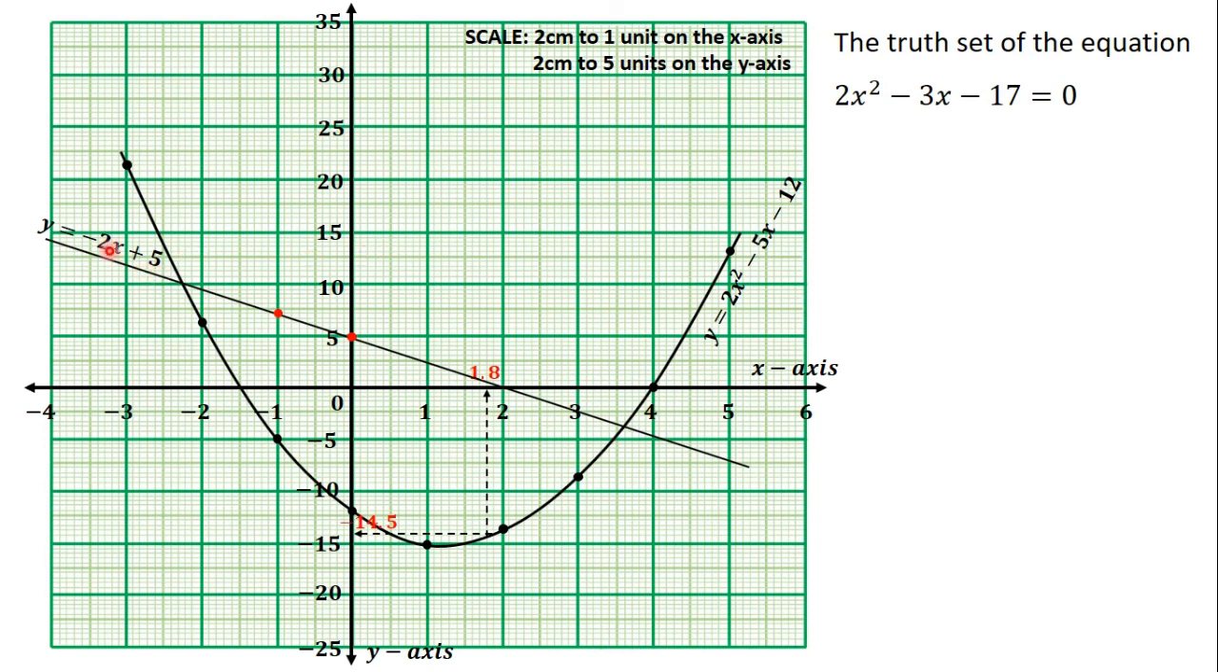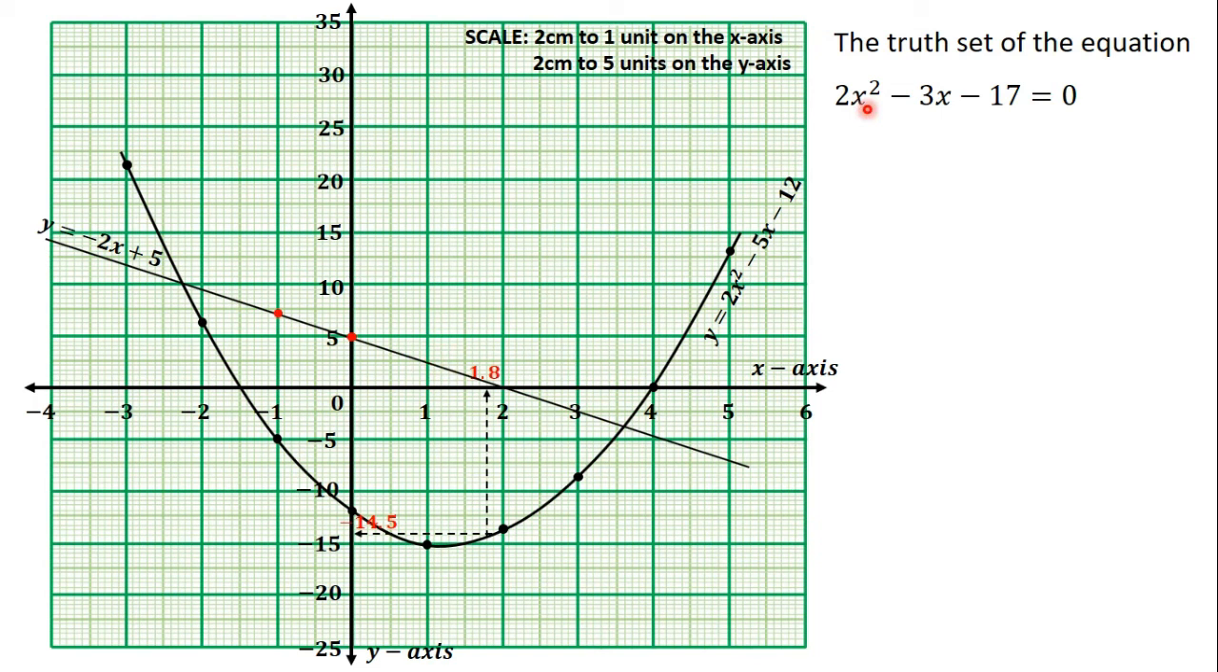Now, we are going to use this graph to find the solution of 2x squared minus 3x minus 17 is equal to 0. Then we will write our answer as a truth set. In the video on using the graph of a quadratic function to find the solution of another quadratic equation, which is video number 42 in this playlist, we learned that the straight line, which is the graph of the linear function, will intersect the curve, which is the graph of the quadratic function. And the solution of the equation will be the x-coordinates of these points of intersection.